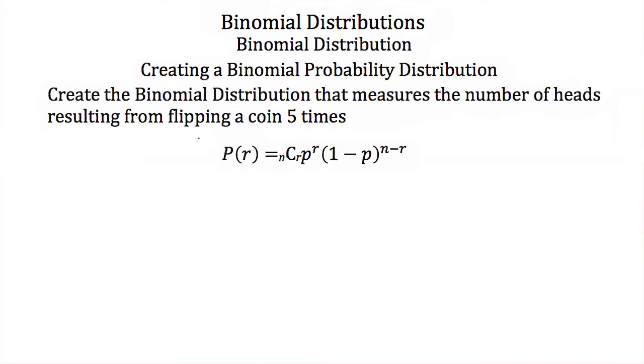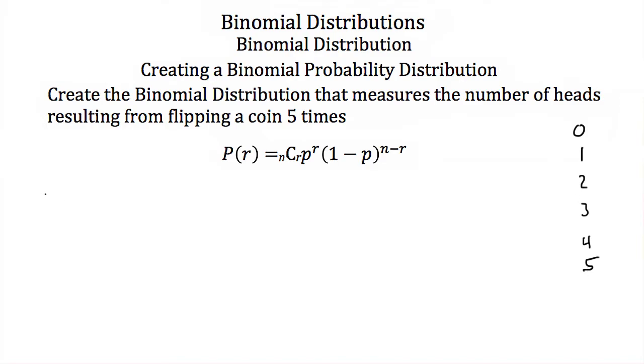Let's create the binomial distribution that measures the number of heads resulting from flipping a coin 5 times. Well, if we flip a coin 5 times, how many different numbers of heads can we get? We could get 0 heads, we could get 1, 2, 3, 4, or 5. Every coin would land heads up. So we would want to find the probability for all of these different possibilities.